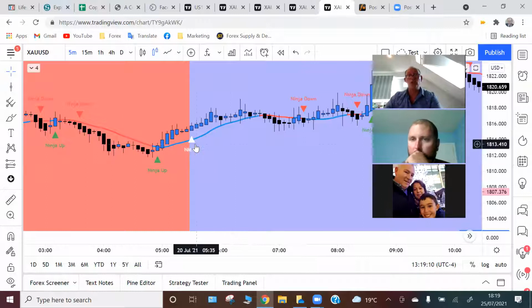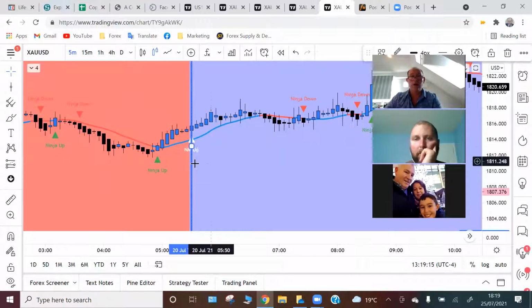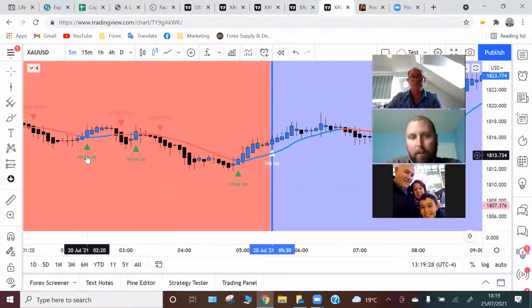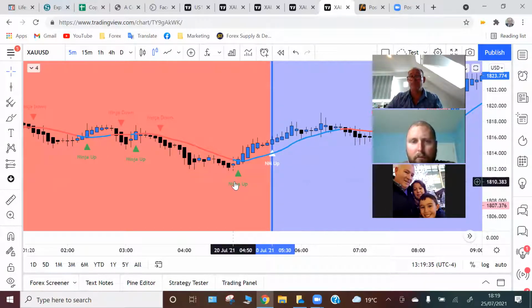So first thing you notice when you look left. Couldn't you buy right where that first ninja up is? Yeah, but what's the difference between that ninja up and that ninja up? We don't know. Other than the fact that it's in the red, we don't know. So I look at that, bing, I look left. I've got my ninja up, which is close. And look, the trend line is going up in the direction we wish. Excellent. Enter the trade.